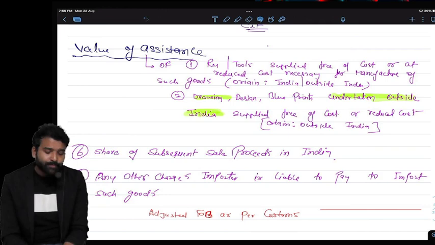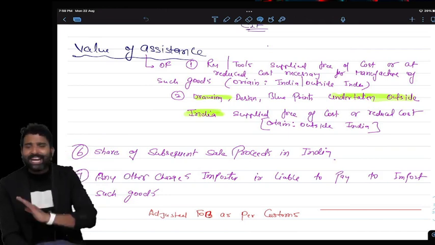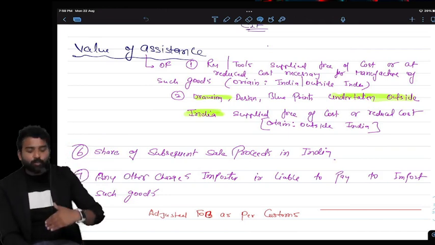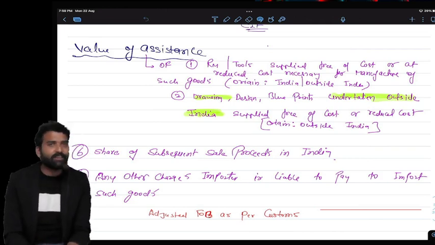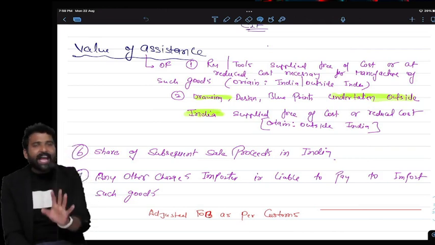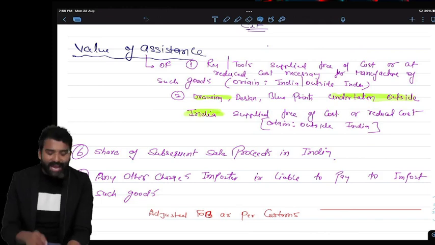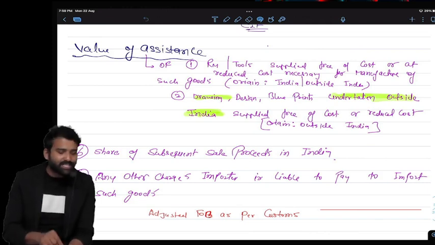And finally, the exporter is charging any other charges from us. The importer is liable to pay any other charges in whatsoever name. Whatever name I am paying it under, for the purpose of importation, I have to include that in my customs valuation.